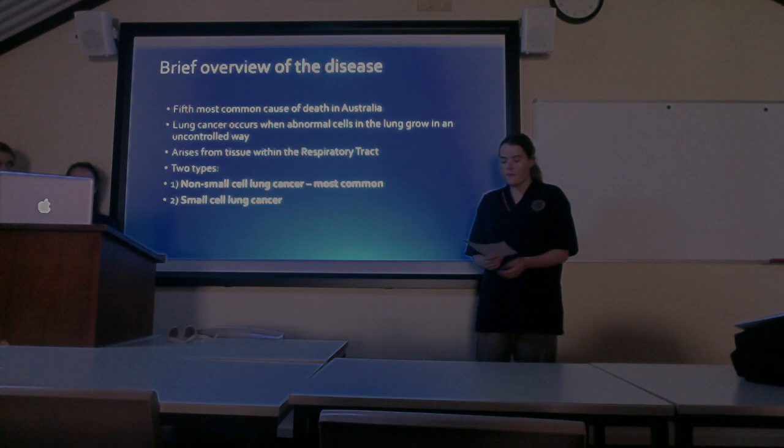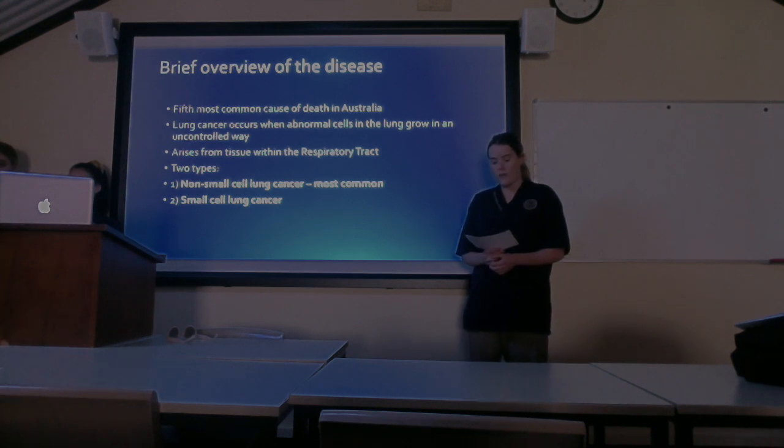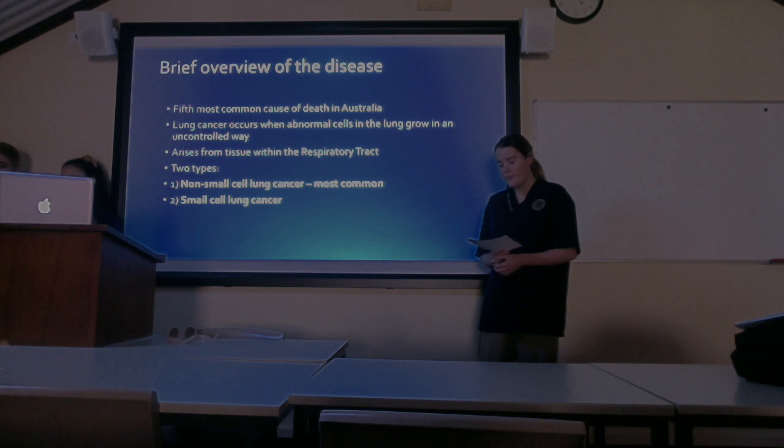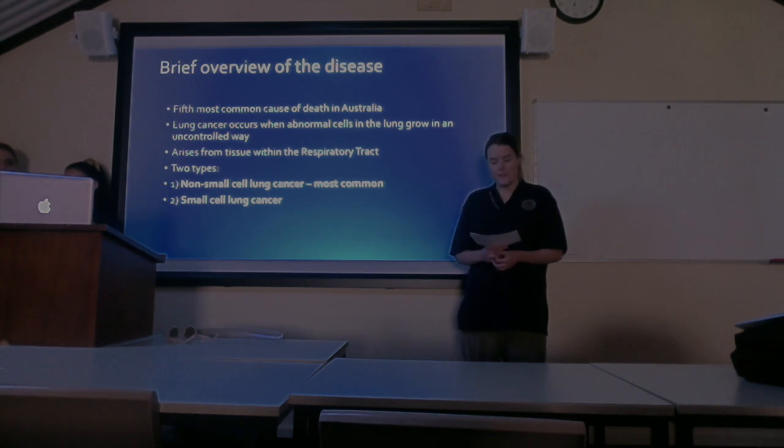So a brief overview of lung cancer. Lung cancer occurs when abnormal cells in the lungs grow in an uncontrolled way. It often spreads to other parts of the body before the cancer can be detected in the lungs. Lung cancer is the leading cause of cancer death and the 5th most common in Australia.